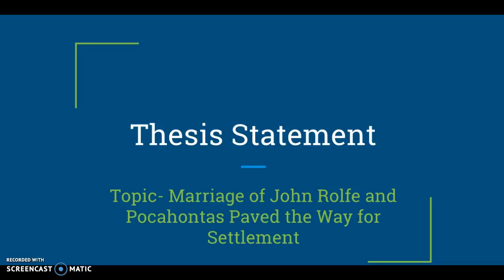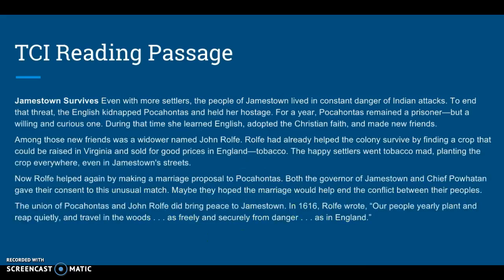But I chose a topic: the marriage of John Rolfe and Pocahontas paved the way for the settlement of the United States. A topic that nobody else has chosen, for you guys to go through as well. So we'll walk through the steps, and then there's an example at the end of this. You guys have done your research already. This is what I used for research. I just gave you the passage from TCI.